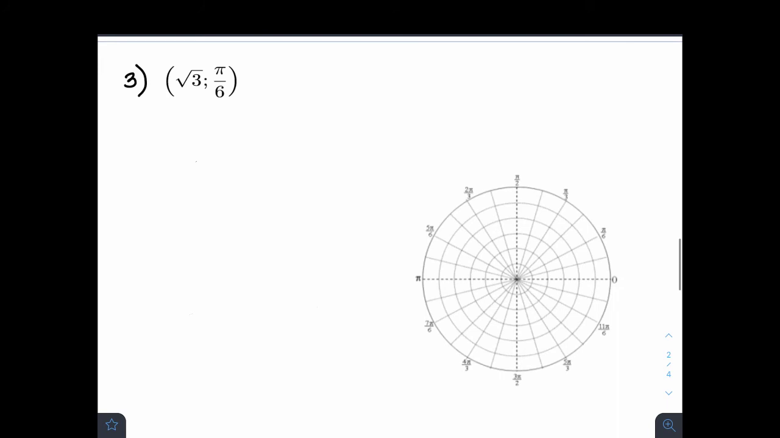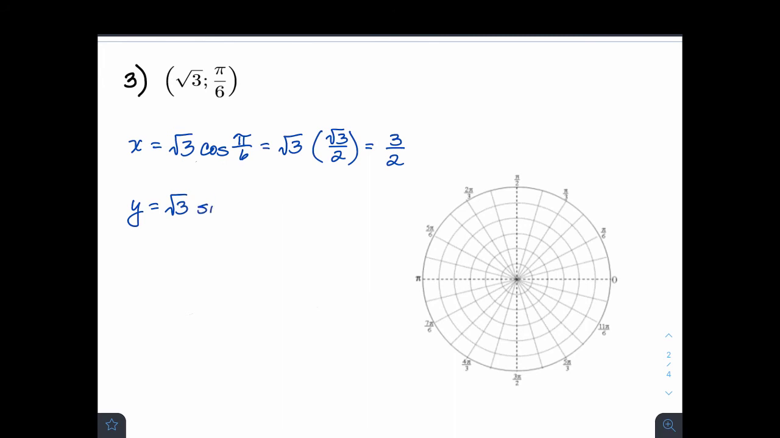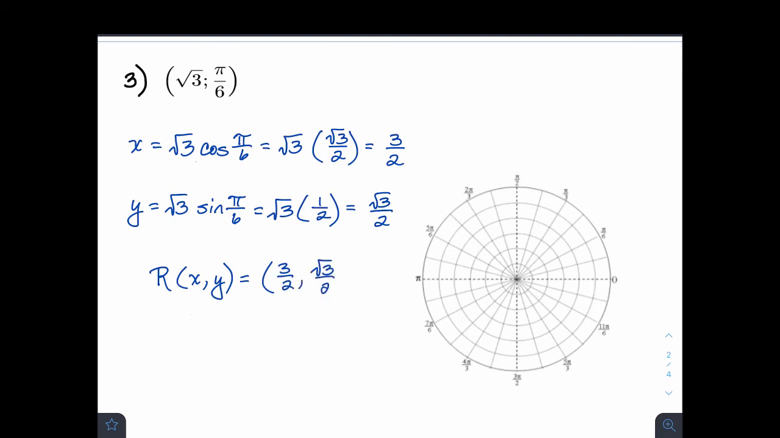So our last example, we're going to look at the polar point √3, pi over 6. So our x coordinate is going to be given by square root of 3 times the cosine of pi over 6. Cosine of pi over 6, remember, is square root of 3 over 2. So multiplying those, we get 3 over 2. Our y value is going to be √3 times the sine of pi over 6. Sine of pi over 6 is 1/2. So our resulting rectangular point is 3/2, square root of 3 over 2.